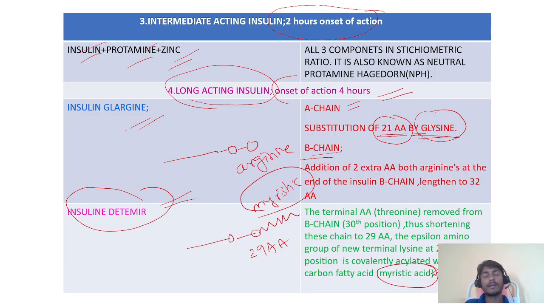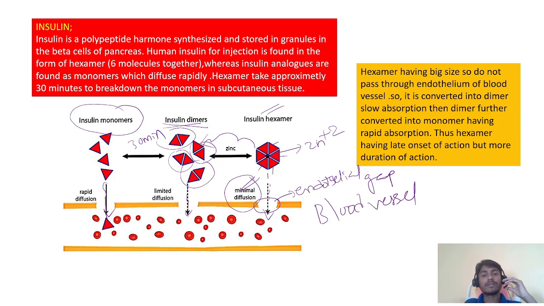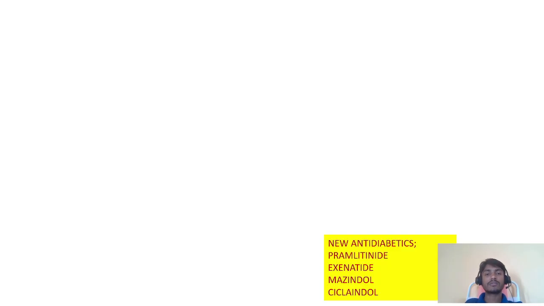So this is about insulin and insulin analogs that can be used in type 1 diabetes. Next comes type 2 diabetes. In case of type 2 diabetes, we need to use oral drugs. What kind of drugs are they? Just observe here.